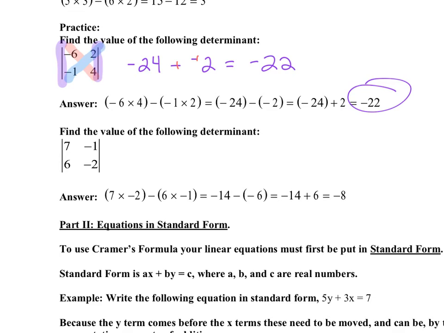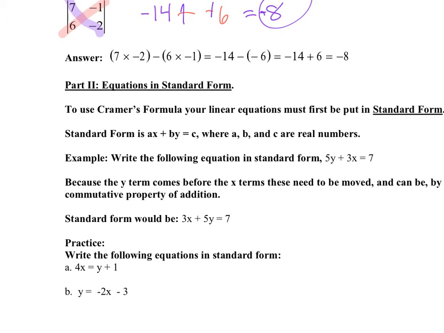Okay, now to find the value of the following determinant, again, we're going to take 7 times negative 2, which is negative 14, and then subtract 6 times negative 1, which is a negative 6. Again, that means we add the positive. Negative 14 plus 6 is negative 8. All right, so that would be your determinant.